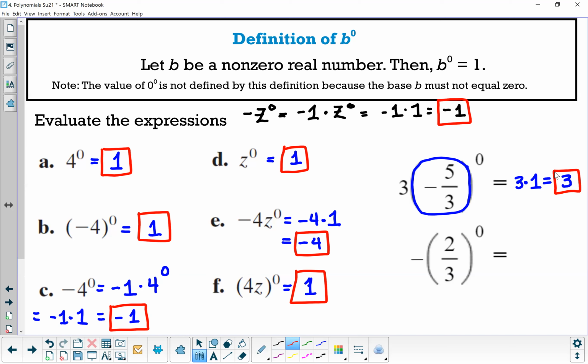All right, our second example here, we have negative parentheses, 2/3, close parentheses to the 0 power. Now that negative has an assumed 1 with it. So it's like saying -1 times what's in parentheses, outside of parentheses to a power. So let's take our power first. 2/3 to the 0 power is 1. So we have -1 times the 1. So our answer is -1.